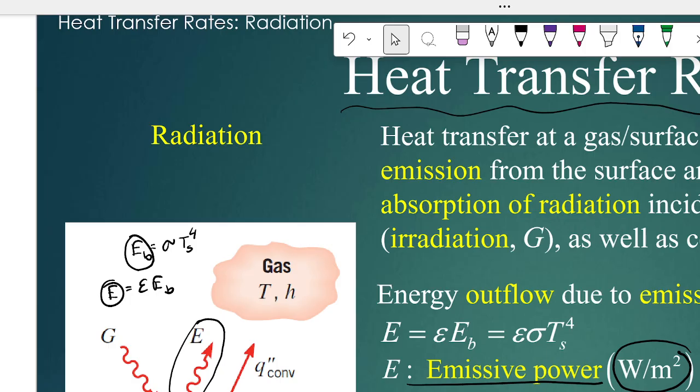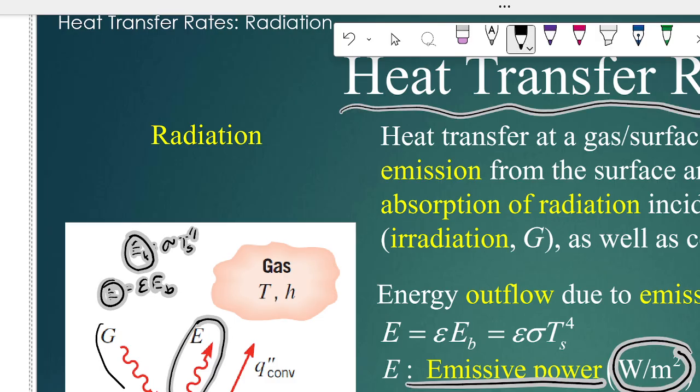Any question with the E, or emissivity, or epsilon? Everybody's feeling confident with sigma, right? Everybody feeling confident with all those things I said? Okay, now focus on G.